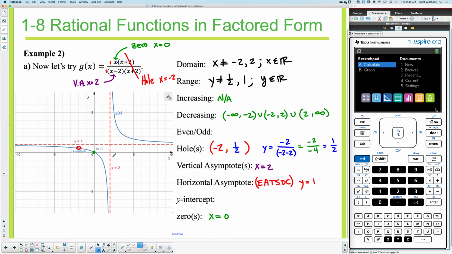This function, is this even? Is it odd? Or is it neither? Pick any point. Let's just say this point right here. This point is right how many units? 4 over, up 2. That's 4, 2. Do I have a point at -4, +2? Do I have a point at -4, -2? No, it's neither.